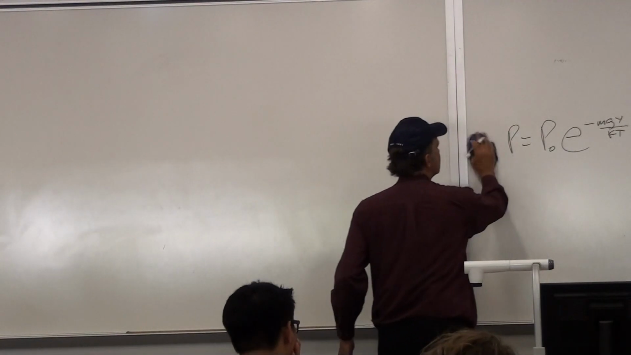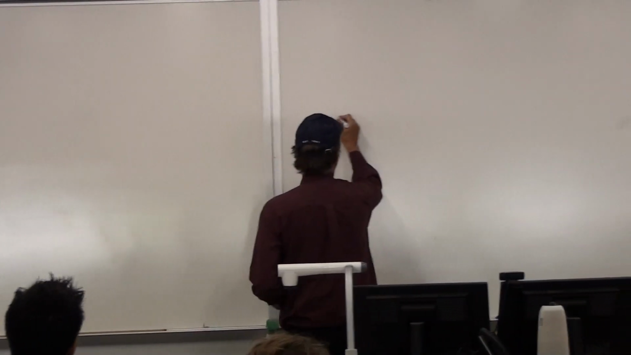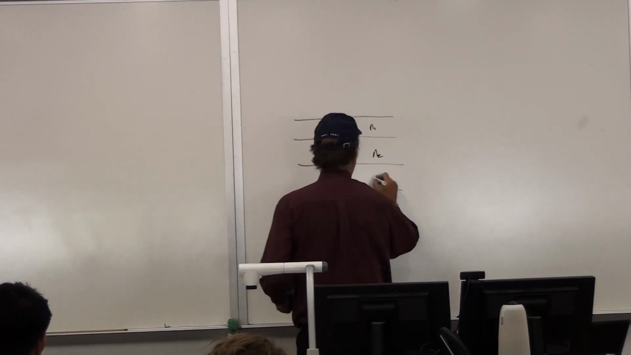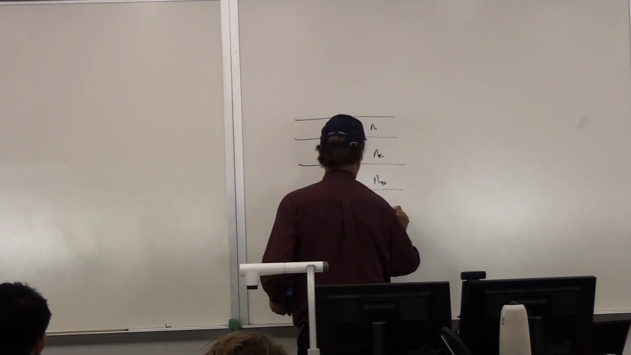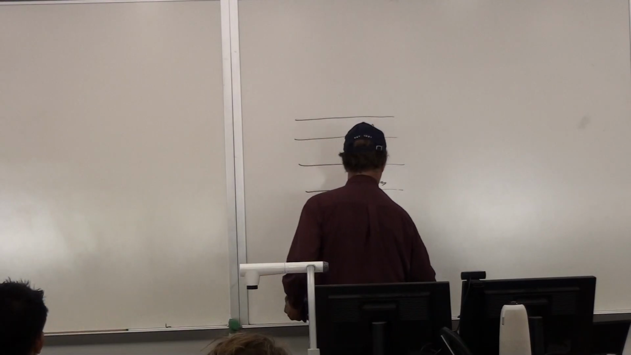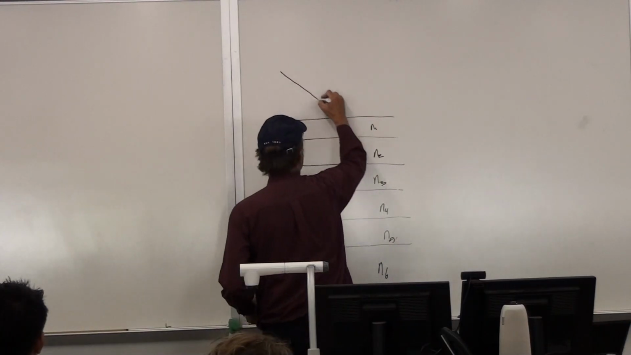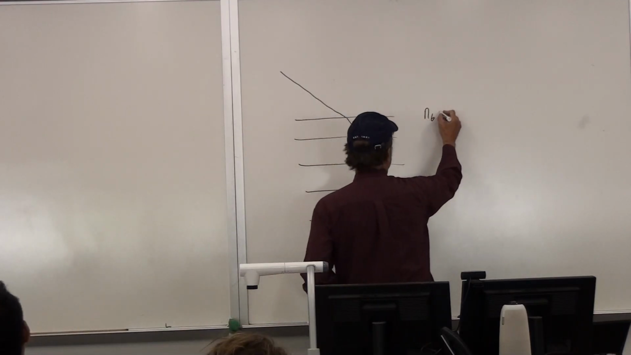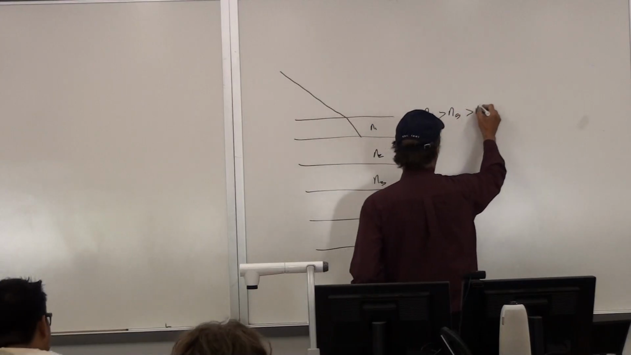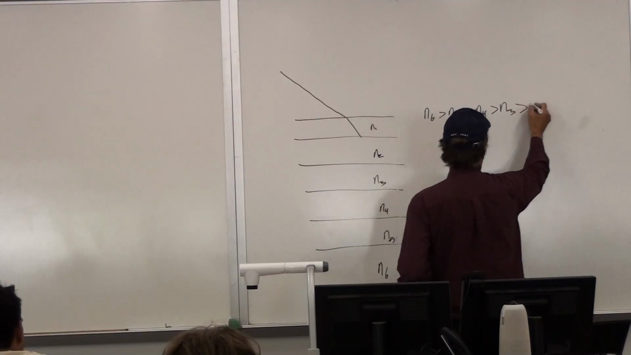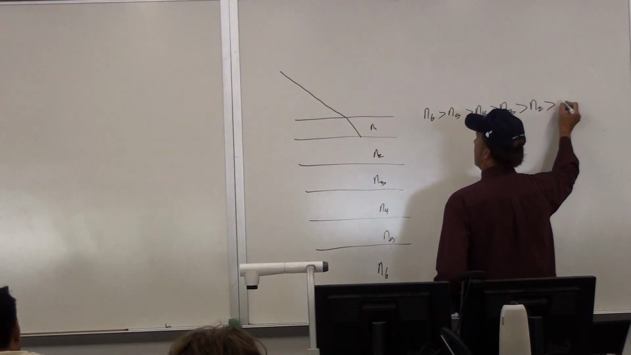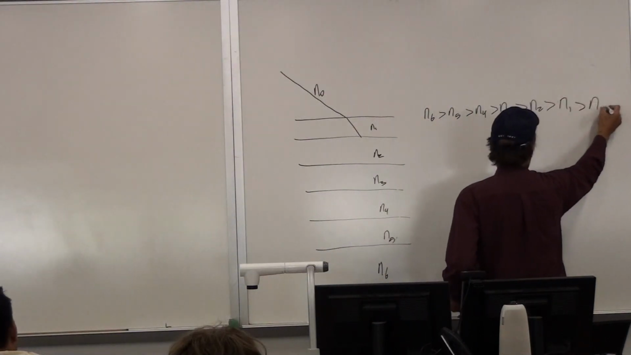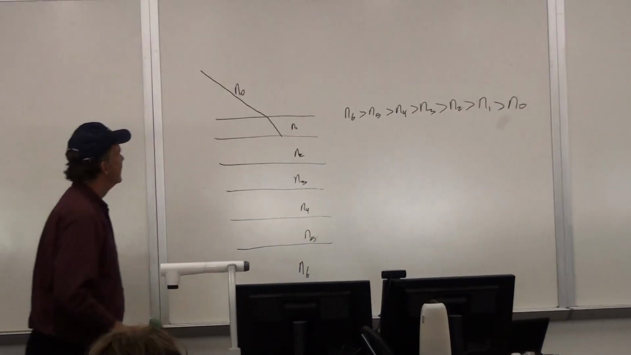Now, what if you had several layers? Let's say this is N1, N2, N3, N4, and N5. And then this is N6. Let's say you have the light coming in like that, bending there, and let's say that N6 is greater than N5, greater than N4, greater than N3, greater than N2, greater than N1, greater than N0. Would we have to do all the Snell's law calculations here?